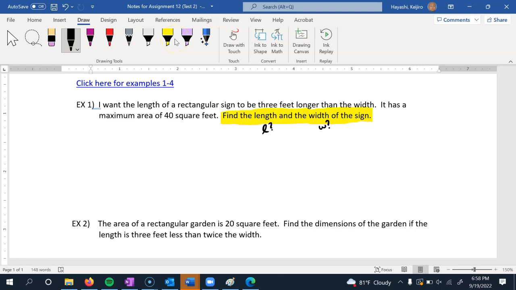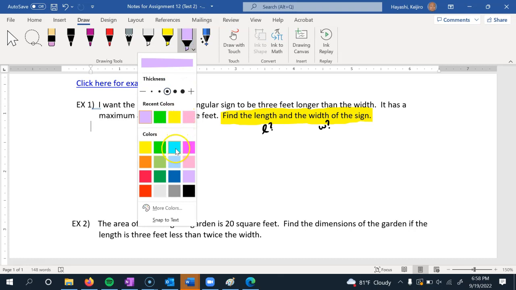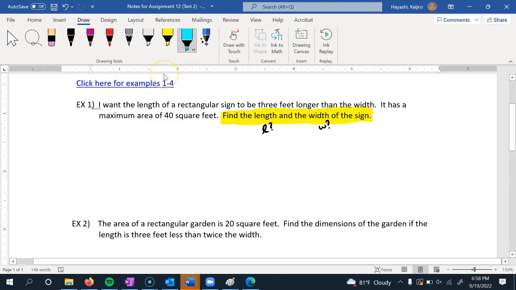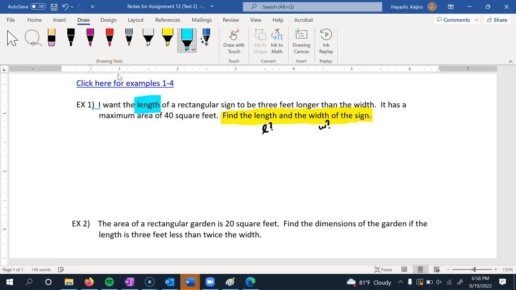And those are the variables that we're going to be using when we take these statements and change them into mathematical equations. Okay. So the first sentence reads, I want the length, and obviously some of these words don't matter. I want the length of a rectangular sign. I'm just going to highlight the whole thing. To be 3 feet longer than the width.